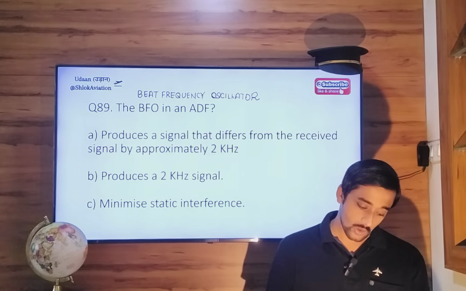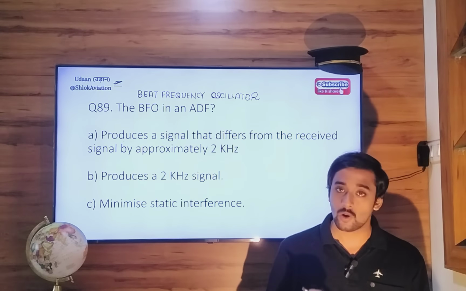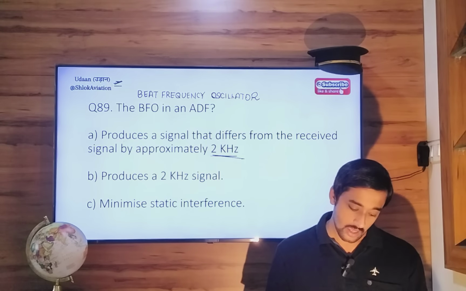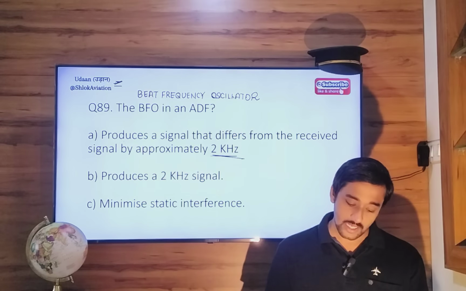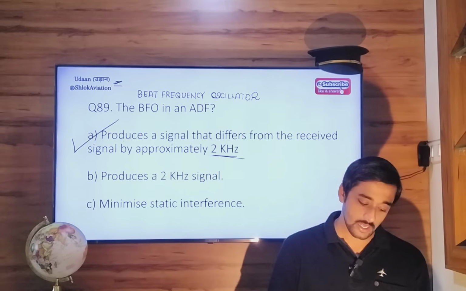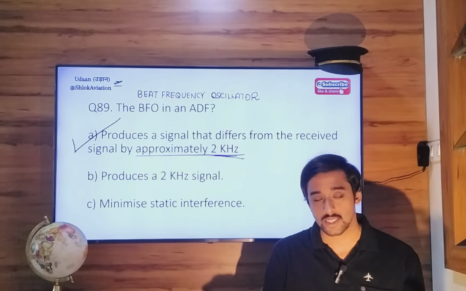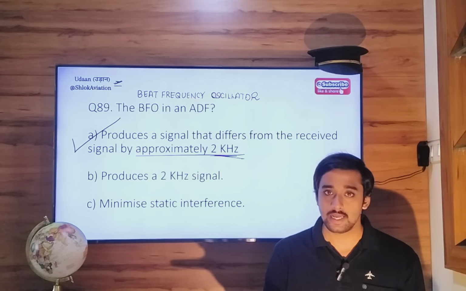Okay, so the BFO in an ADF produces a signal that differs from the received or the main signal by approximately 2 kilohertz. That's fine. Produces an accurate 2 kilohertz signal, minimize static interference. So option A, approximately 2 kilohertz. Some books it's written 2000 hertz, in other books it's 1000 hertz, so approximately that much.